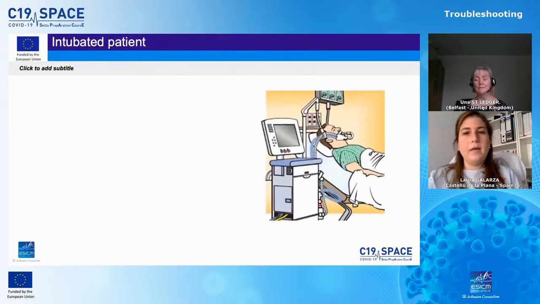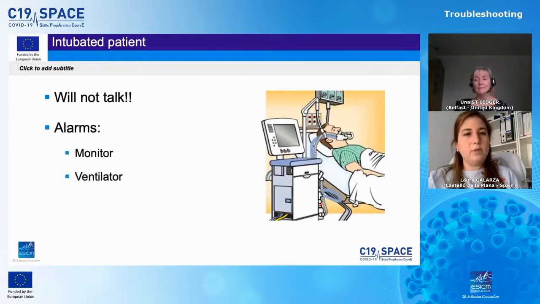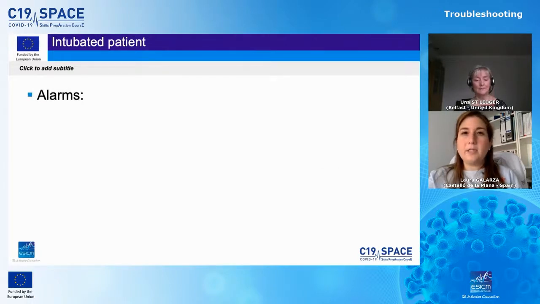Now we will change to a deeply sedated and invasively mechanically ventilated patient. The most important characteristic of this patient is that they will not talk or complain, so we have to rely on alarms to figure out what's happening. There are two types of alarms, the ones from the bedside monitor and the ones from the ventilator. Alarms alert the staff of changes in the patient's condition that require our attention.